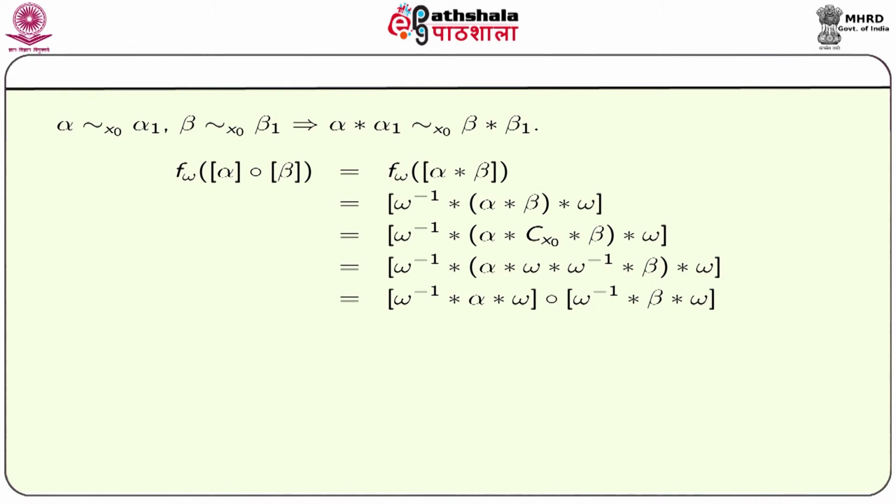Now, we apply the associativity, that means within the equivalence classes associativity works, and therefore, omega inverse star alpha star omega class composed omega inverse star beta star omega class is equal to the given one, and therefore, we have f omega of class alpha composed f omega of class beta is equal to the starting point, that is f omega of class of alpha composed class of beta. So, that means f omega is a homomorphism.